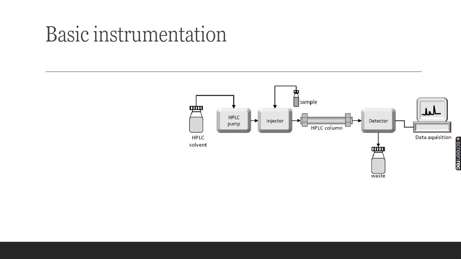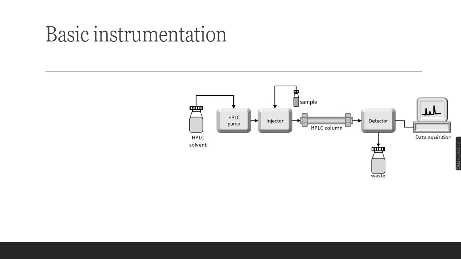Now about the instrumentation part. This diagram shows instrumentation for HPLC, high performance or high pressure liquid chromatography, and basically the procedure remains the same. In column chromatography it is a little bit more simplified. Essentially, we can see the HPLC solvent is loaded through the HPLC pump because of the high pressure requirement. It goes through the injector, HPLC column and detector, and finally data acquisition.